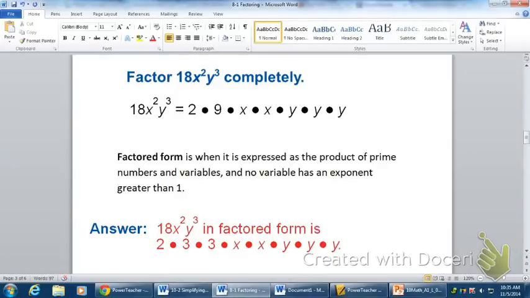So they factored it, they split it up into 2 and 9. Now, 2 is a prime number, so that works. Okay. What about 9? 9 is not a prime number because what can go into 9? 3. 3 times 3. Okay.